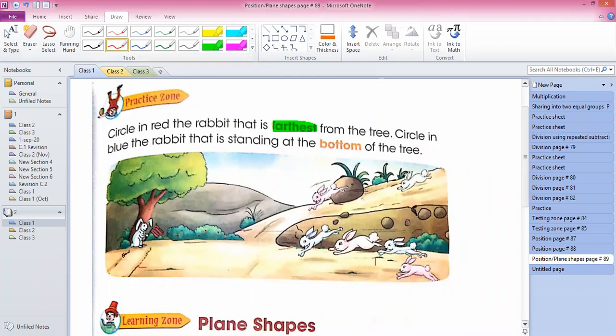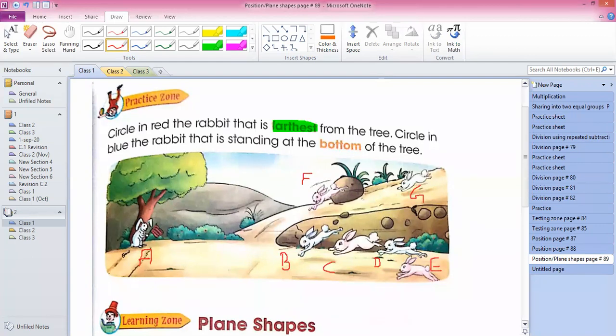So, for your help, I'm going to assign names to these rabbits. Look, this rabbit, if I say its name is A, he is A, this rabbit is B, this rabbit is C, this is D, and this is E, this rabbit is F, and this rabbit is G.